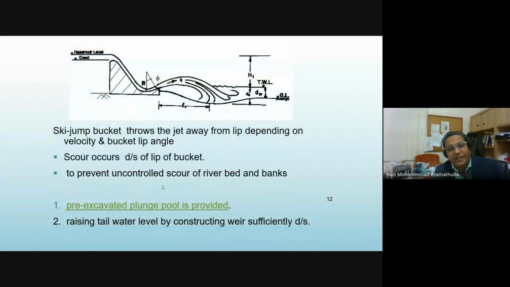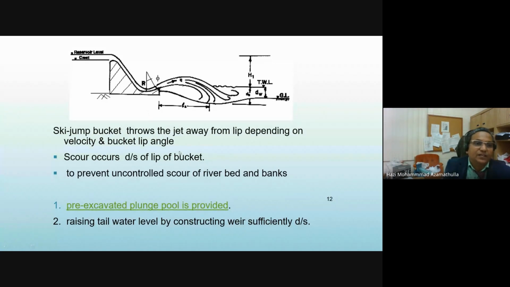So why is all this needed? You can see the upstream side reservoir level, the crest level, and here the radius of the bucket. This is what I was telling, the radius of that. In India, you can see Indian Standard codes call it a trajectory bucket. In America they say flip bucket. Okay, clear? In England or some other places, slit bucket. Okay, all three are the same.